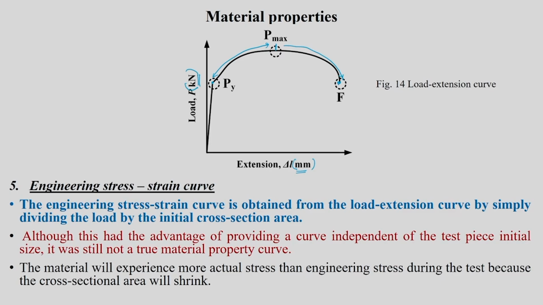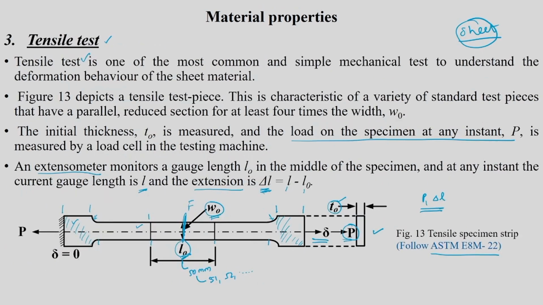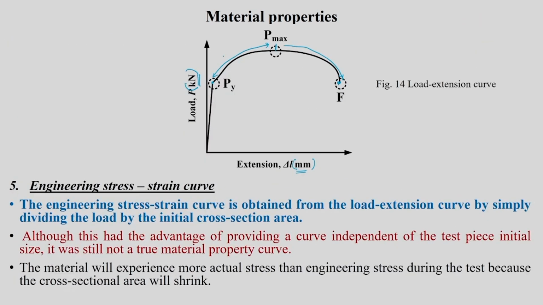Okay. So, Py is a transit region. After that it is expected to deform in a plastic manner. Okay. That means a permanent shape change. Okay. So, just after the yield starts, the material undergoes strain hardening. That means when you cross Py, you will see that the material undergoes strain hardening in this region. Okay, strain hardening.